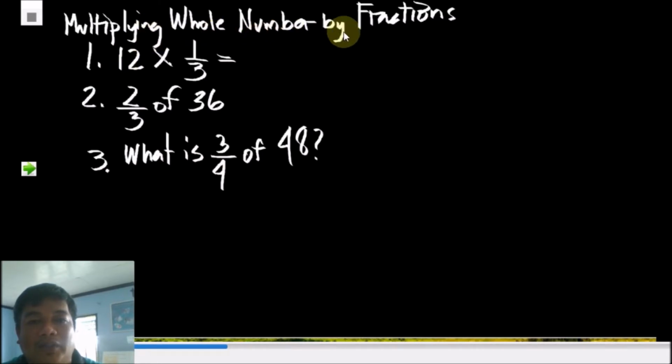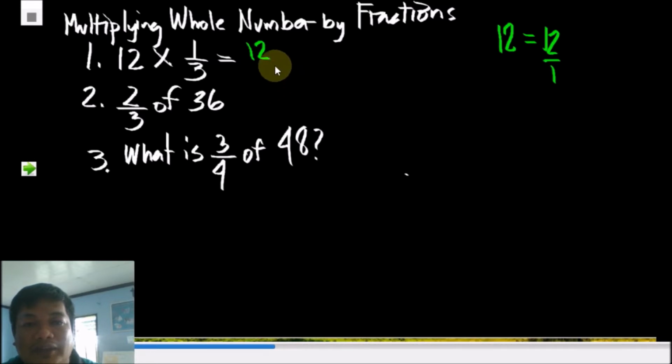So in multiplying whole numbers by fractions, you must first change the whole number into a fraction, since you cannot multiply a whole number directly by a fraction. You must change the whole number into a fraction. So for example here, 12, you just change 12 into a fraction. What is the equivalent fraction for the whole number 12? Okay, all whole numbers have a denominator of 1. So since 12 is a whole number, the denominator of 12 is 1. So the fraction for 12 is 12 over 1.